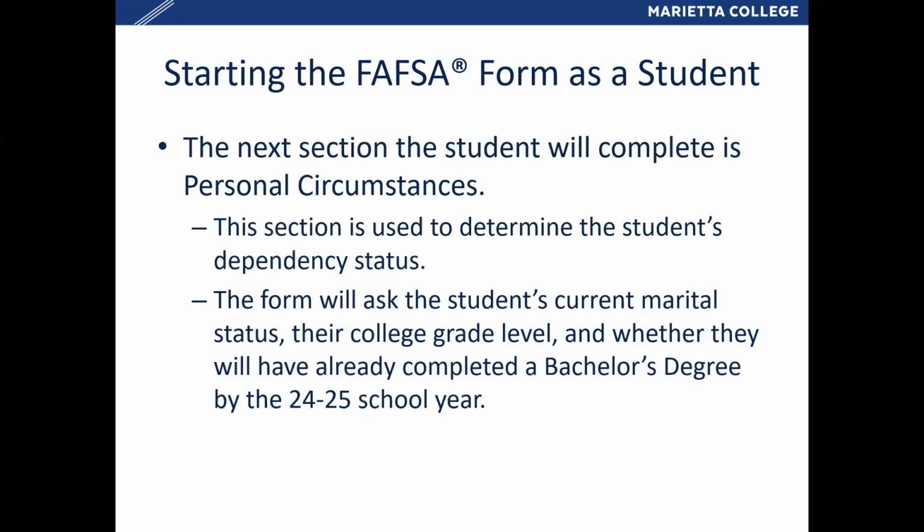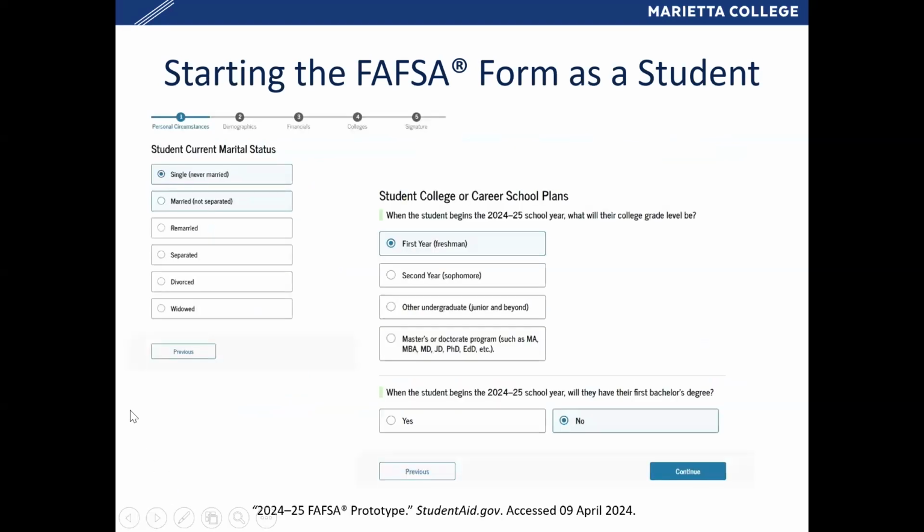After they complete that, they will be taken to the next section, which is personal circumstances. This section is used to determine the student's dependency status, so whether the student is considered dependent or independent. The form will ask about the student's current marital status, their college grade level, whether they've already completed their bachelor's degree by the 2024-25 school year start, along with other personal circumstance questions. And here's an example of what those screens will look like.